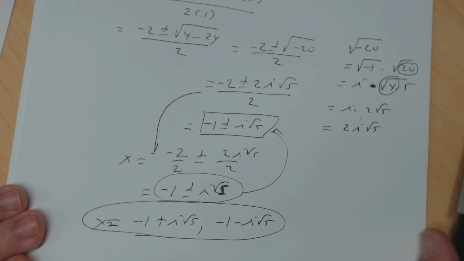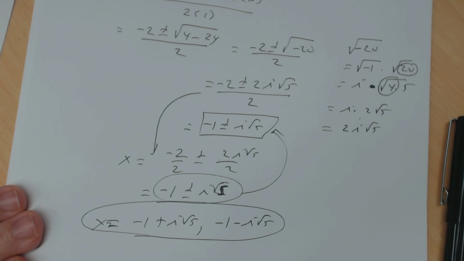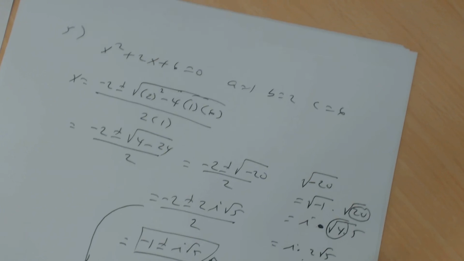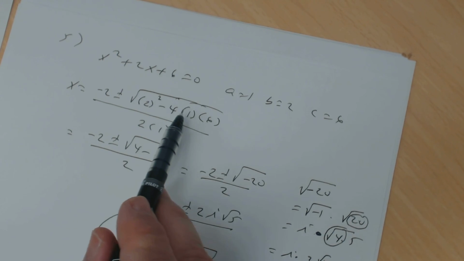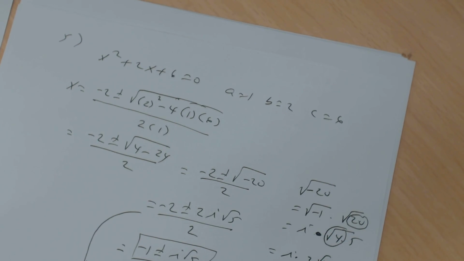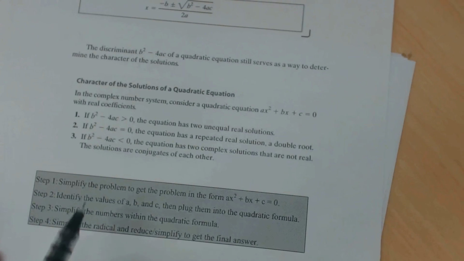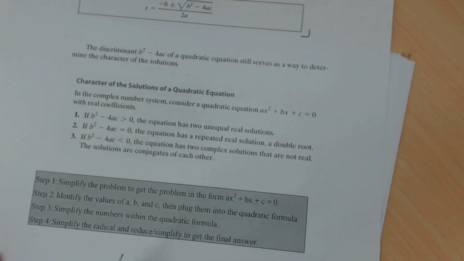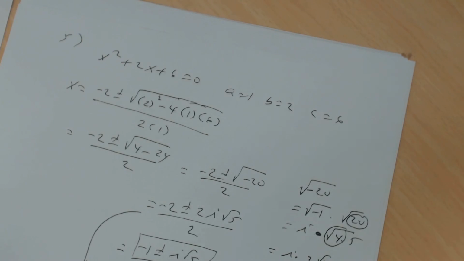And so that's the end of part 3. So part 3 just dealt with complex solutions. And remember, we got complex solutions because the discriminant is negative, and when the discriminant is less than 0, that means negative, you get two complex solutions. Okay.